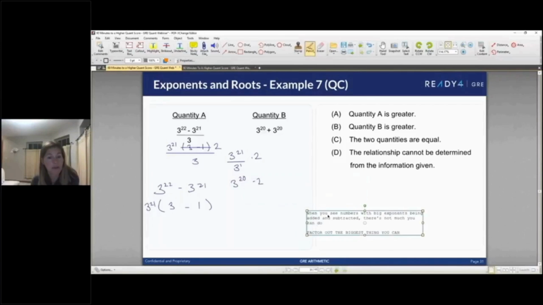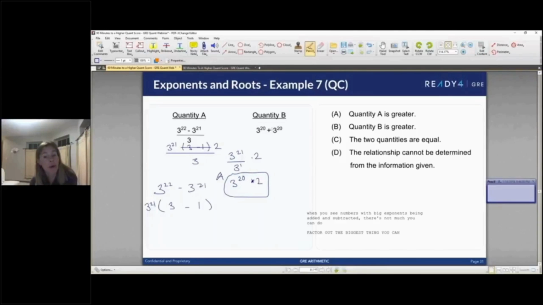Move this so we can see. Now quantity A is equal to this: 3 to the 20th times 2. We're comparing that to quantity B, which is 3 to the 20th plus 3 to the 20th. So which are they? They're equal, right? In the one case, we have 3 to the 20th times 2. In the other case, we have 2 3 to the 20ths. So the answer here is that they are equal.